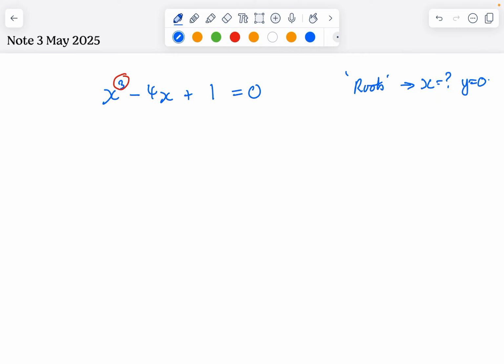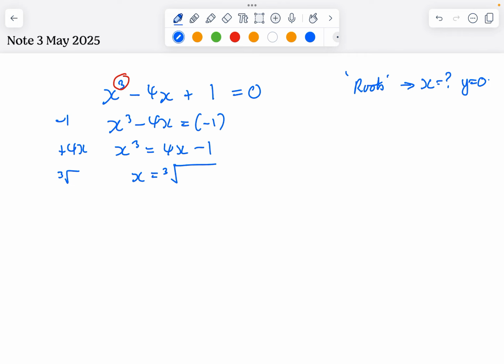Okay, so what we do is we rearrange this equation. So what I'm going to do is I'm going to subtract 1. So now I've got x cubed minus 4x is equal to minus 1. I'm going to add 4x. So now x cubed is equal to 4x minus 1. And to find that root, I need x to be the subject. So now I'm going to take the cube root. So the cube root of x cubed is x. And on the other side, I have the cube root of 4x minus 1.